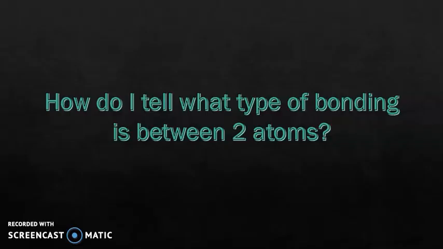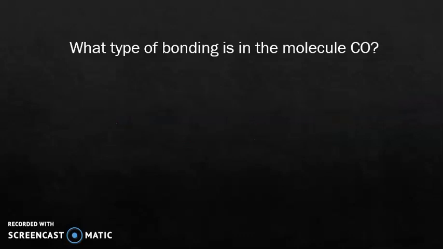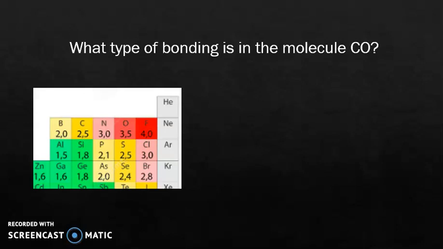All right. So how am I going to be able to tell what type of bonding is really between these two atoms? I have a couple examples here to show you. For example, what type of bonding might be in the molecule carbon monoxide? We'll learn how to name them in a little bit, but between C and O. First thing that I'm going to do is go to my handy dandy periodic table and look both of these elements up. But what I'm looking for this time is their electronegativity values.